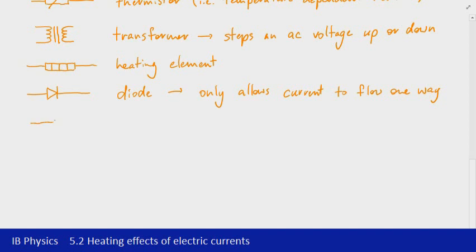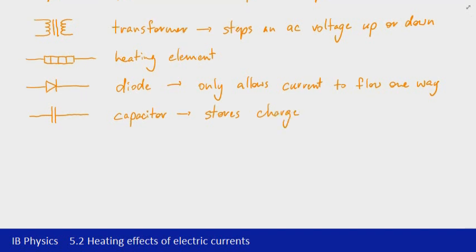And finally, the last one is a capacitor. So 2 parallel lines separated by a small gap, which reflects the structure of a capacitor being 2 parallel plates. And the purpose of a capacitor is that it stores charge. Having outlined all of those circuit components, I'll just point out here that all of them are in the data booklet, so you can refer to the data booklet to get each of those components and what the names of them are. But it's important to make sure you know a bit about what they're used for as well.